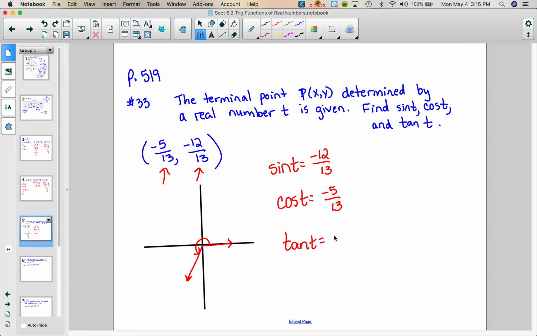Tangent t, we're going to put our sine value over our cosine value. The 13s cancel, and it becomes a positive 12/5. And that's all there is to it. So that one, the instructions make it sound so hard, but it's not.